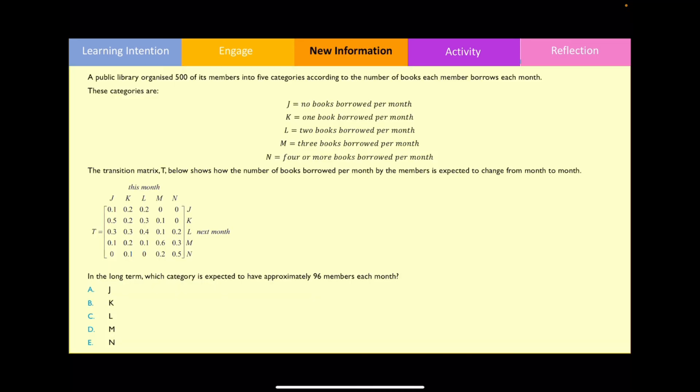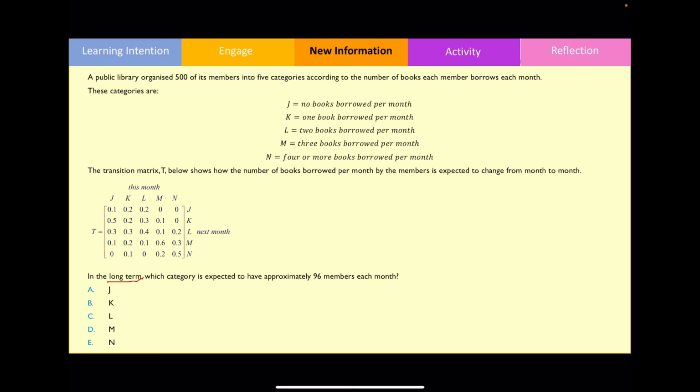In this example, this was taken from the VCAA 2018 exam paper 1, and in this question it reads, a public library organized 500 of its members into 5 categories, and there's a transition matrix down below which shows you the number of books borrowed per month by the members that it's expected to change from month to month. And ultimately, it says in the long term, which category is expected to have approximately 96 members each month. So in this case, because it says long term, the question ultimately wants you to find out what is the steady state solution.